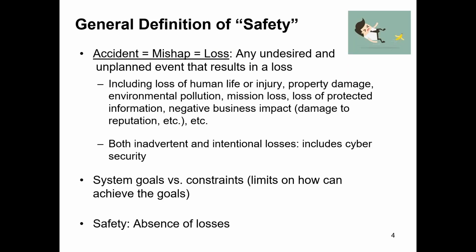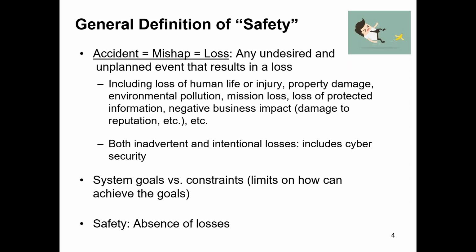Let's start with the definition of safety. An accident, mishap, loss, all of these words are used interchangeably. In this context, it is defined very generally as any undesired and unplanned event that results in some kind of loss. That loss could be human life or injury, which is pretty standard, property damage, also pretty standard, but could also include environmental pollution, mission loss, loss of protected information, negative business impact, and so on.